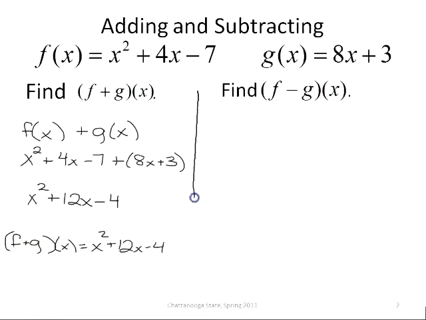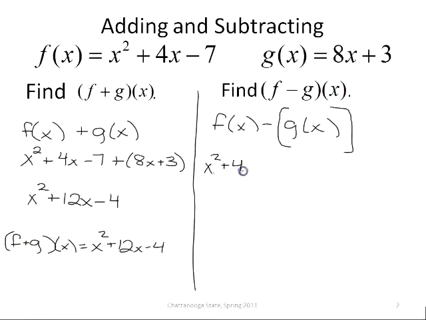Now, to find the difference of two functions, you're just going to subtract the functions. But remember, anytime you're dealing with subtraction, you've got to be sure you use parentheses around the second function, because the subtraction sign is going to change the sign of every term in that function. So my f of x is still the x squared plus 4x minus 7, but now I'm going to subtract from that 8x plus 3.